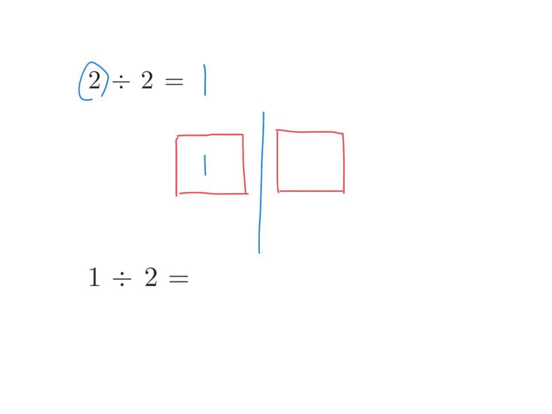In your notebooks right now, write 2 divided by 2. Draw yourself a picture of the cookies. Show how you could divide them into 2 equal groups. Here's group 1, here's group 2. And in each group, there is 1 cookie.